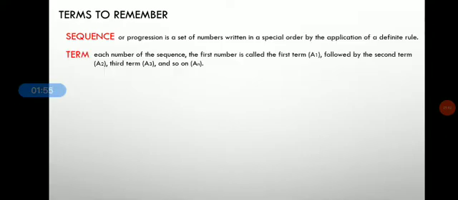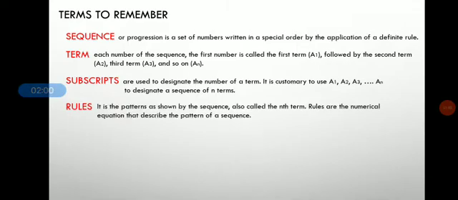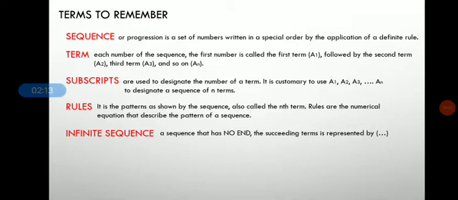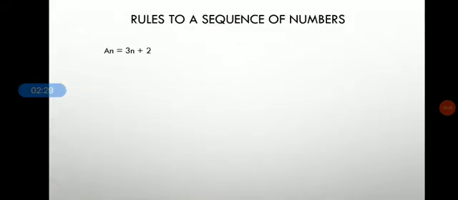So, ito yung mga terms na kailangan nating malaman. Sequence, term, subscript, yung a sub 1, a sub 2, a sub 3. We have the rules. Pwede natin siyang tawaging pattern or pwede rin formula. At dapat, ang rule natin is applicable from the first term up to the last term in every term of the sequence. Infinite sequence, siya yung walang katapusan at may tatlong tuldok. Finite sequence, siya yung merong last term. An arithmetic sequence is a sequence where every term after the first term is obtained by adding a constant called common difference d.